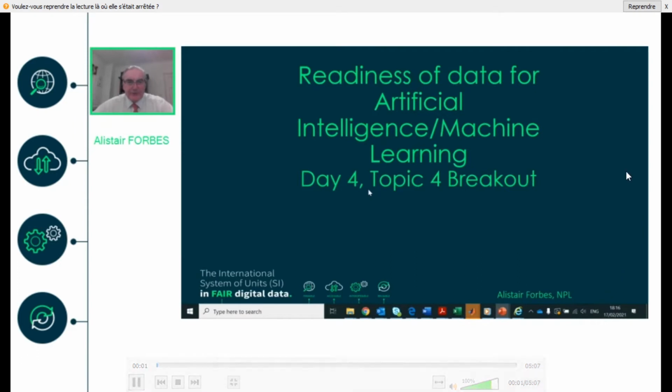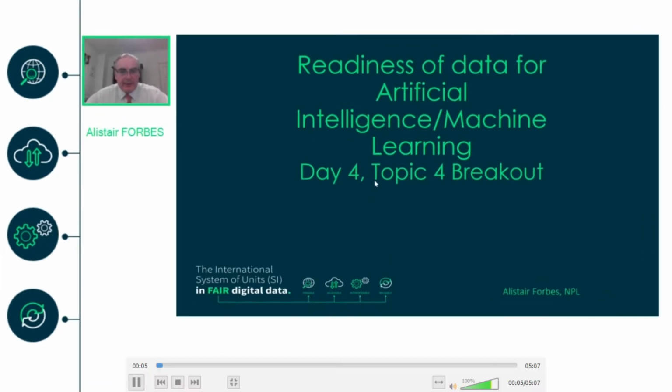Hello, I am Alistair Forbes, a mathematician working in the Data Science Department at the National Physical Laboratory, the UK's National Metrology Institute. I want to say a few words about this discussion session in the context of the SI Digital Framework Initiative.